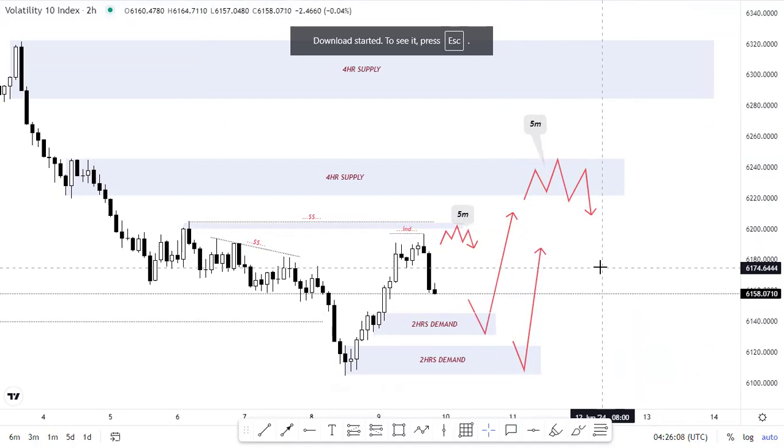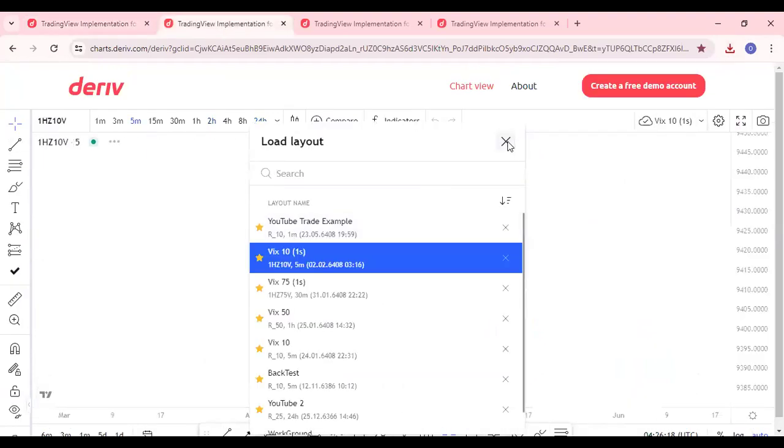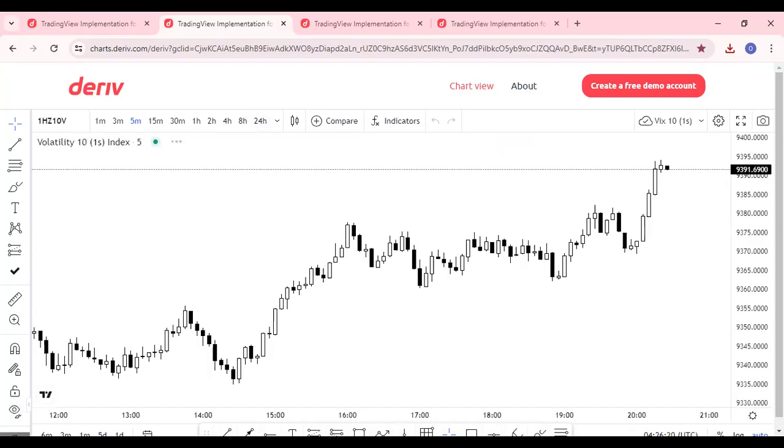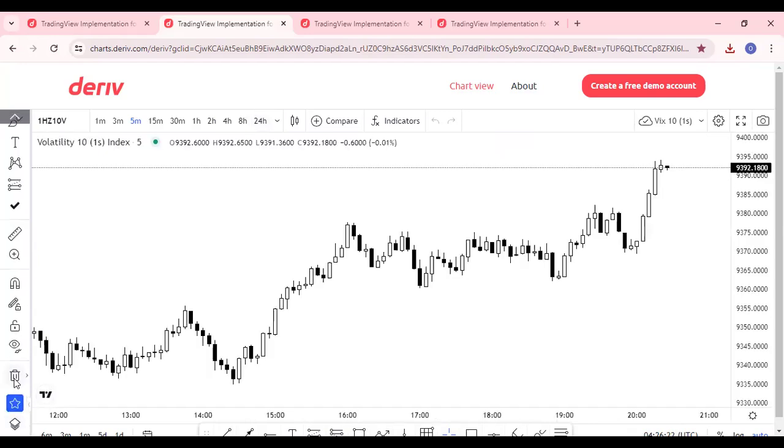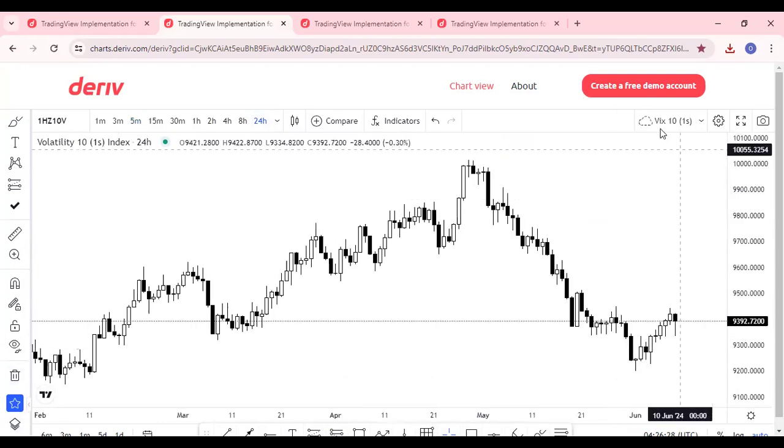All right. So let's go to the next instrument now. That will be VIX 10-1s. So as I've said, you want to check the 24 hours time frame first, so that we can have the bigger picture perspective of what market is doing.